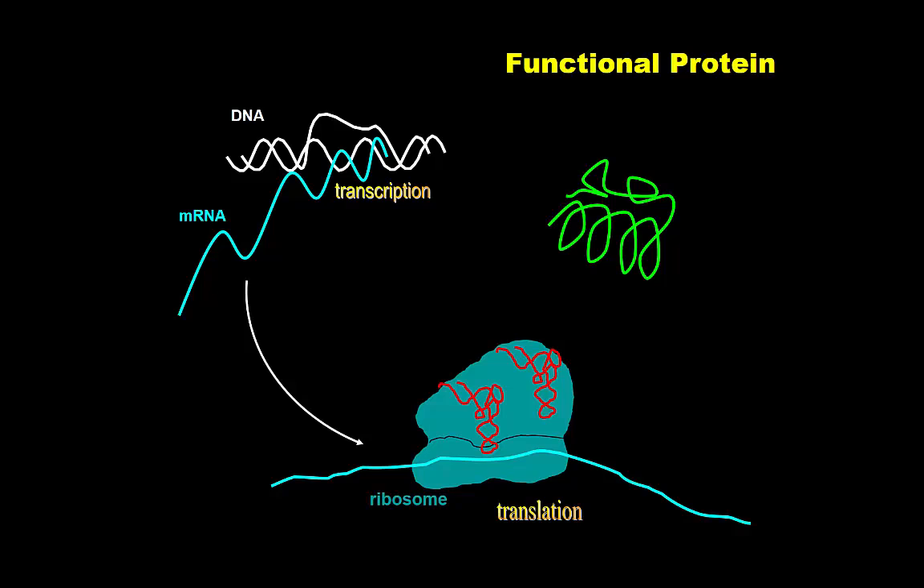In this context, we can define the gene is the information to make a protein. Let me repeat. One gene can be defined the information to make one protein. So this is the conventional definition of the gene.